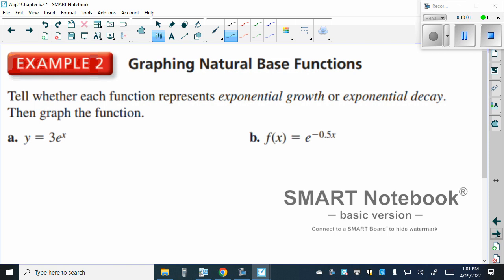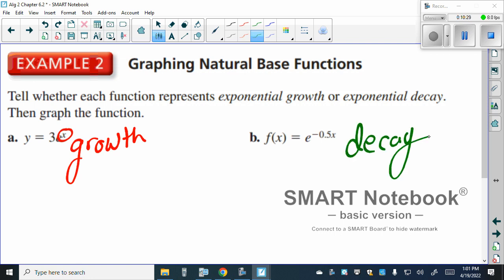So y equals 3e to the x. Would this be growth or decay? This would be growth because our exponent is positive. Whenever the exponent's positive, it's going to be growth when we're looking at e to an exponent. So here, e to the negative 0.5x would be decay because the exponent is negative. That's it. Questions on this here?